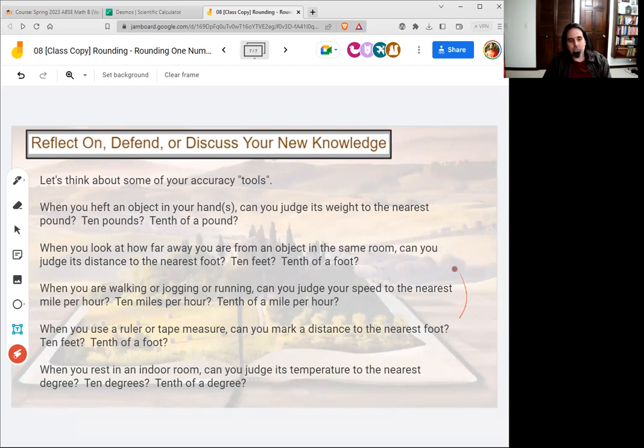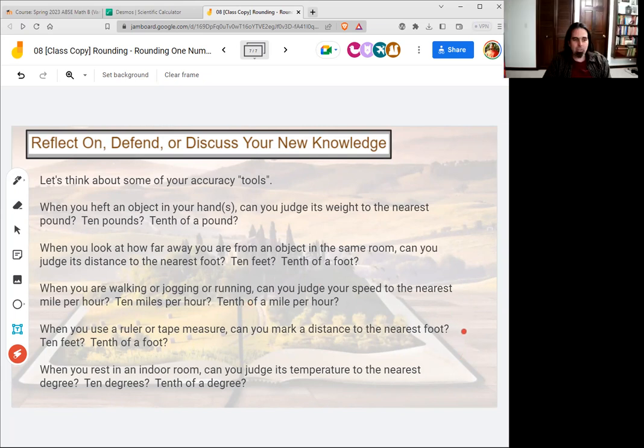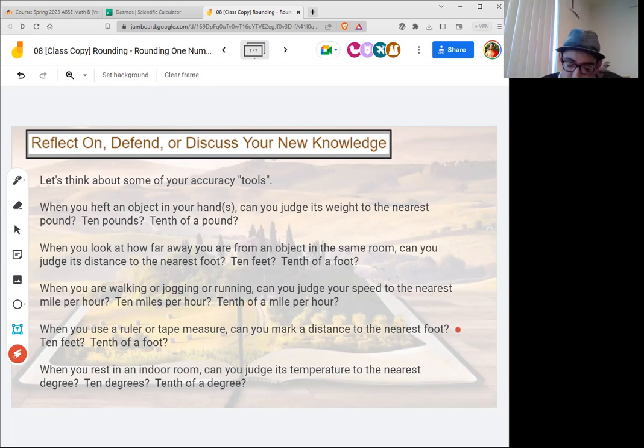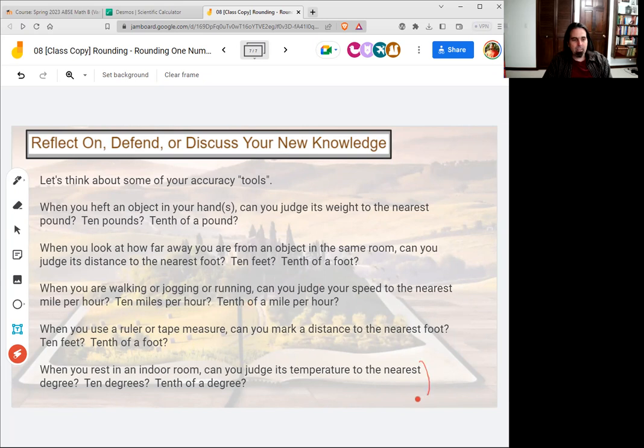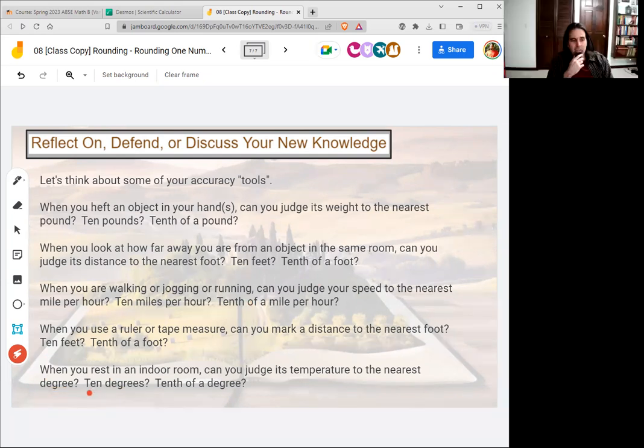Or just if you're closer to 0 or 10 miles per hour? Or maybe you're very good at this and you say, I'm going biking at 5.6 miles per hour. When you're using a ruler or tape measure, can you measure to the nearest foot or 10 feet or tenths of a foot? Or how about your thermostat? When you go into a room and you say, oh, this is about 76 degrees, or just somewhere between 70 and 80. Well, maybe you're very good at temperatures. This feels like 76.5 to me.